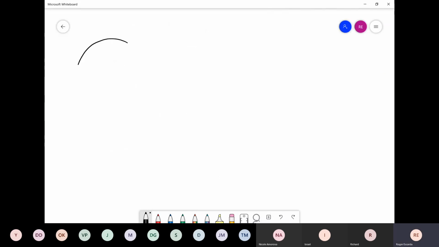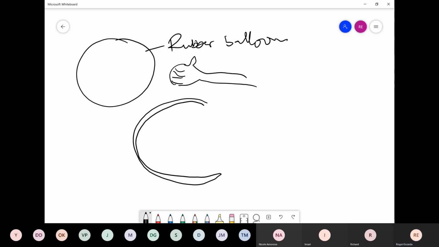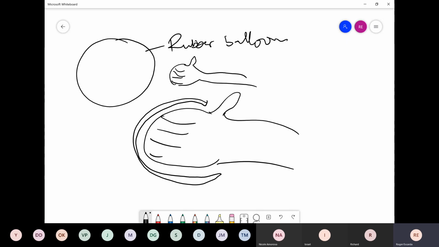So imagine this is a rubber balloon. This is now somebody's fist, okay? This is Danielle's fist. So she put her fist into that balloon, and now the balloon looks like this. She has her big fist in it. Can you picture that?